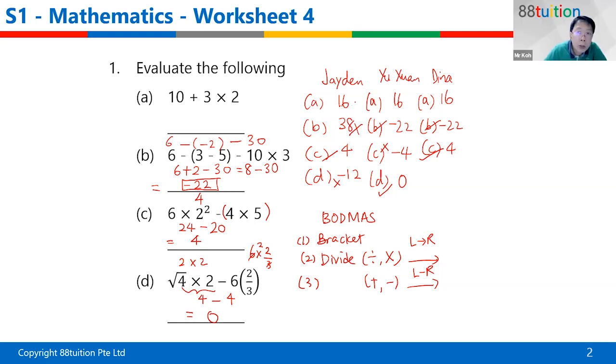Okay, so first one, everybody gets 16. Is 16 correct? Yes, 16 is correct. Let me do a quick one. 10 plus, so this one you multiply first, that will be a 6. So 10 plus 6 gives you 16. Okay, is that all right? Everyone, we move on to the next question already.